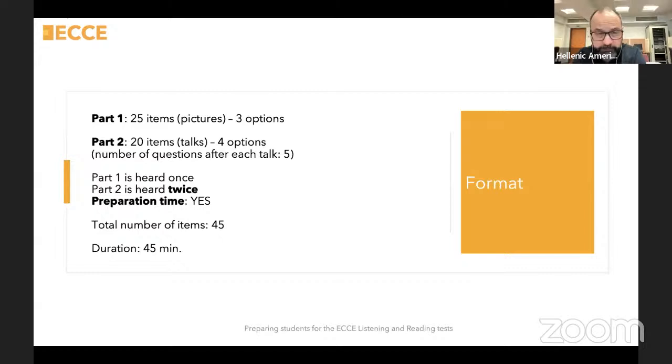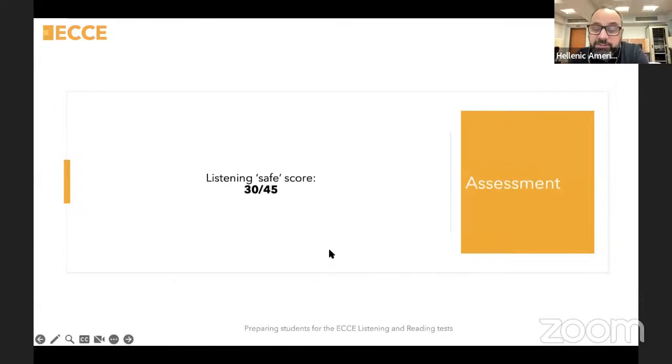There will be 45 questions in total, and the duration is approximately 45 minutes for the listening part, because those talks will be played twice. So is there a safe score for the listening part? Yes. For the most part, if test takers have, let's say, 30 correct answers out of 45, that's a safe score that will help them pass this particular section of the test. But remember, for the ECCE and the ECPE, what matters is the overall score. So even if we are slightly unlucky with one section of the examination, if we do much better in the remaining parts, then we have every chance to be successful in this examination.